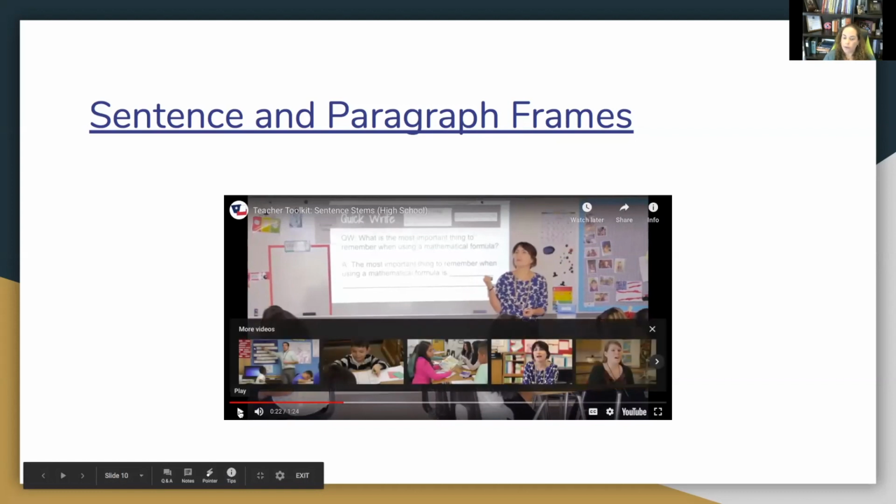So I'm going to pause it right here. As you can see, that is a math quick write. Okay. Look at it. It says, the question is, what is the most important thing to remember when using a mathematical formula? And then she has a sentence frame that says, the most important thing to remember when using a mathematical formula is, and then the students can fill in the rest, right?